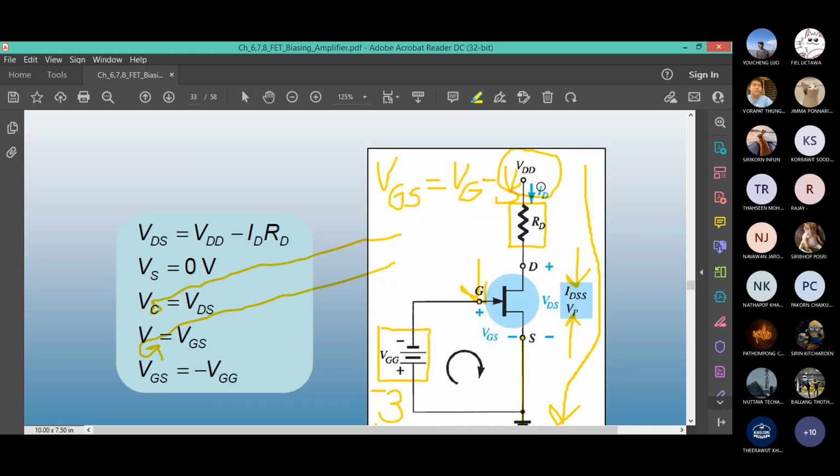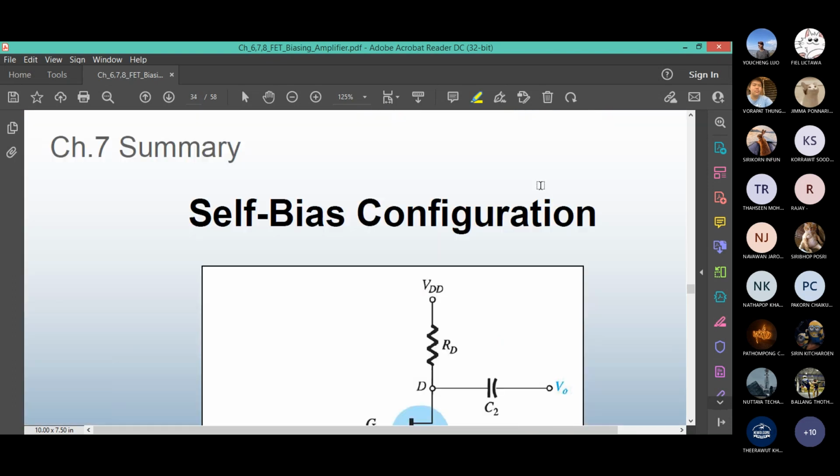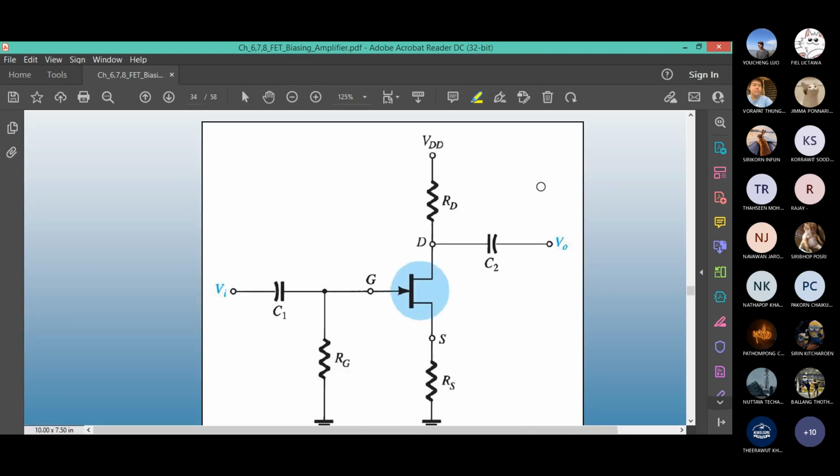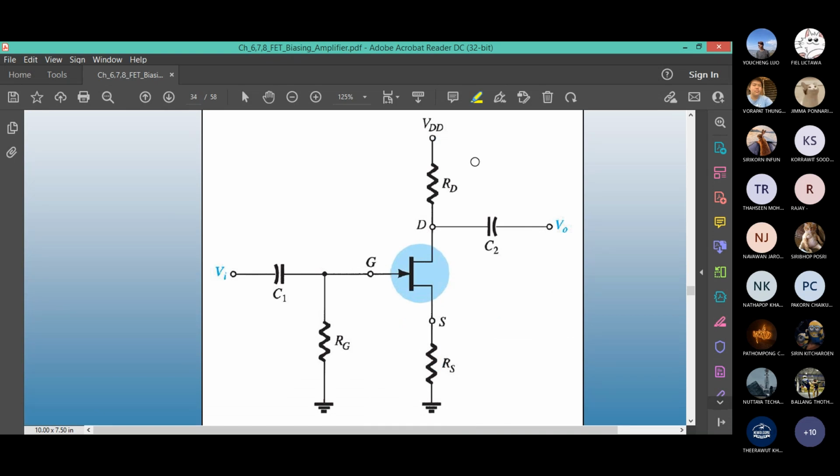After fixed bias, the second type of bias is called the self bias. Now there's a difference. In the self bias, you have resistors on all the terminals. First, this is VDD, your DC bias. You have drain resistor RD. You have the gate resistor RG. You have source resistor RS. And this is the input AC signal. So it will be like this. Output signal may be amplified.